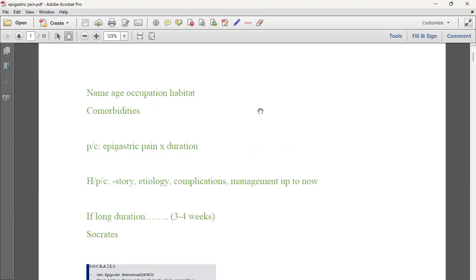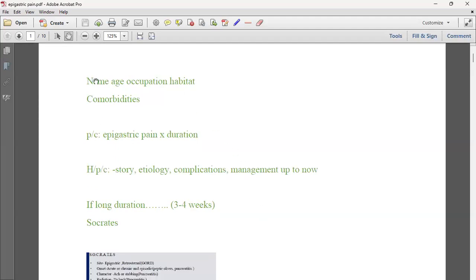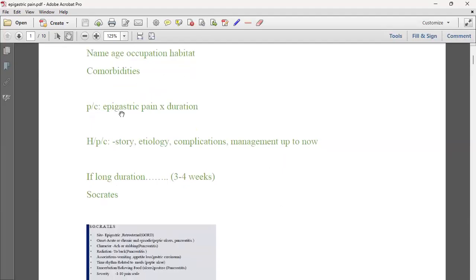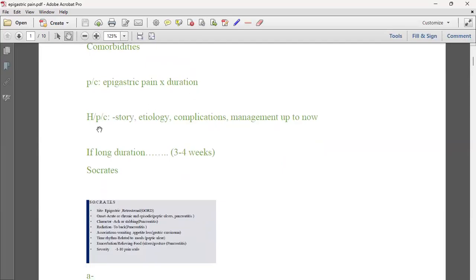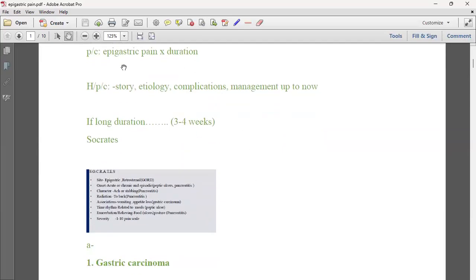Okay. So let's go through the long case format, how it's to be taken. So first, the demographic details of the patient, and then usually I ask what comorbidities the patient has, and the presenting complaint will be epigastric pain of duration. So in the history of presenting complaint, since it's a pain, you can use Socrates, but at the end of the day, what you should highlight in your history of presenting complaint itself is the story, and from the story some differentials, and then the etiology, complications, and management up to now.